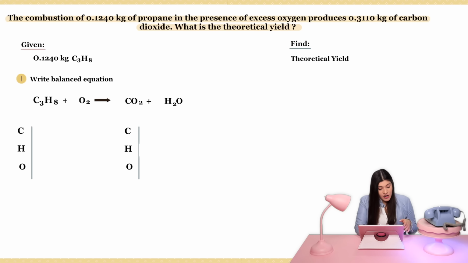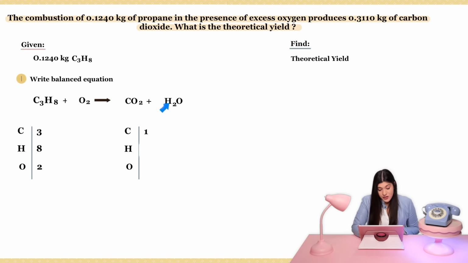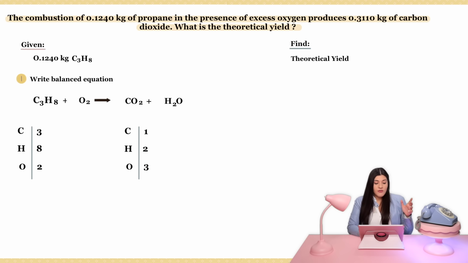So looking at carbon on this side, we only have 3 due to the subscript. So I have 3 carbons. Next, looking at hydrogen, there's 8. So 8 hydrogens, and oxygen, there's 2. All right, looking at our product side, carbon, there's only 1 carbon here. For hydrogen, there's 2 because of that subscript. And then oxygen, remember, there's actually 3 because we have 2 plus this 1, so 3 oxygens. Always start off with anything that's other than hydrogen or oxygen. Always leave oxygen to the very end because it makes it a lot easier.